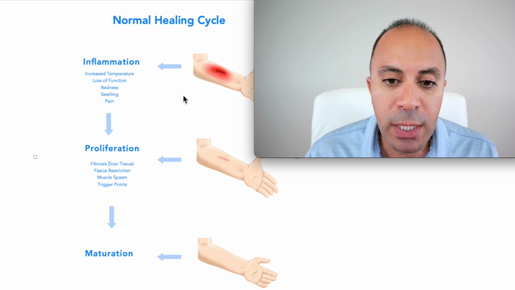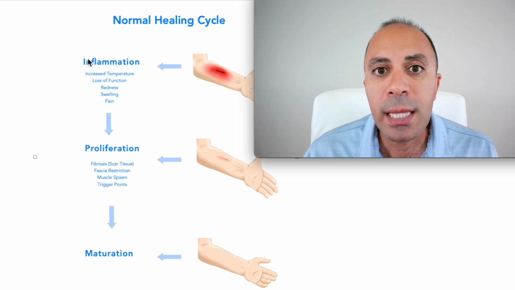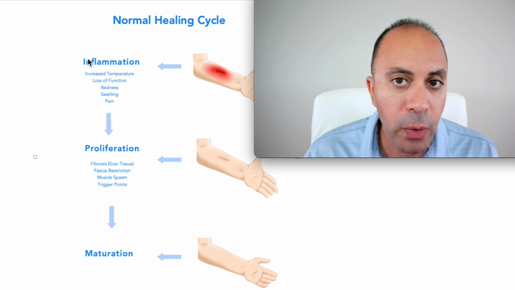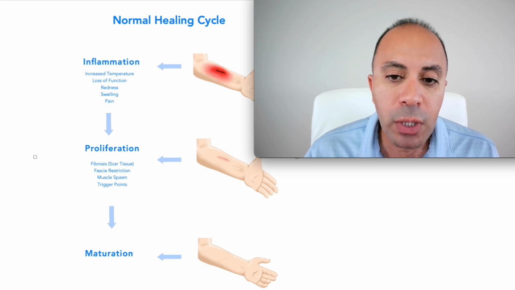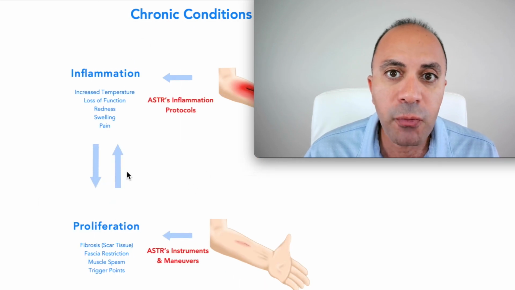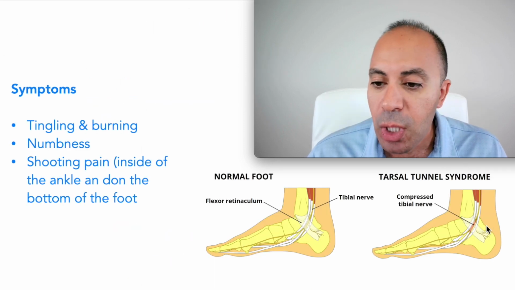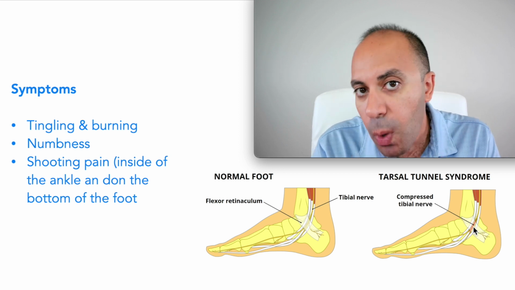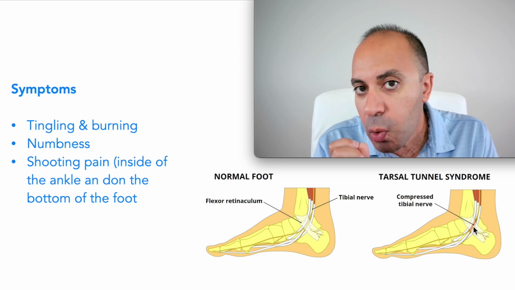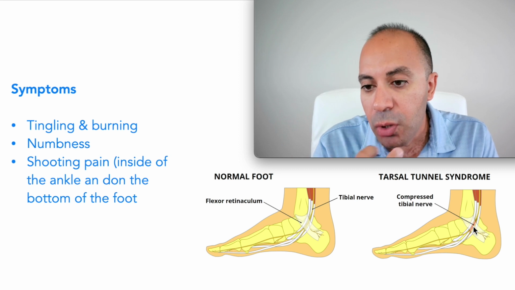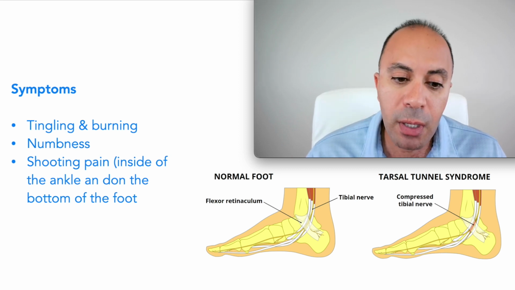From the proliferation stage and the inflammation stage. That could take days, weeks, months, or years. And with a chronic condition, usually the body is going back and forth between inflammation and proliferation. You can see here in this image, you start to have an irritation in this area, so you start to have swelling. And if you have a micro tear, your body is going to build scar tissue, and that's going to compress on the nerve.